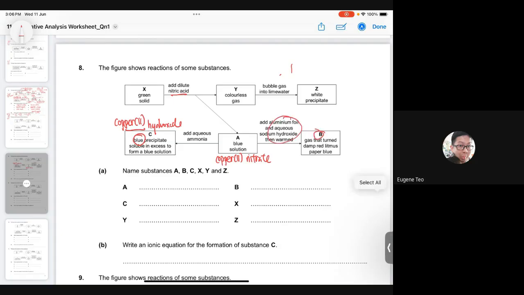B, as I mentioned, is ammonia. Z, we mentioned, is calcium carbonate because of the reaction with lime water.